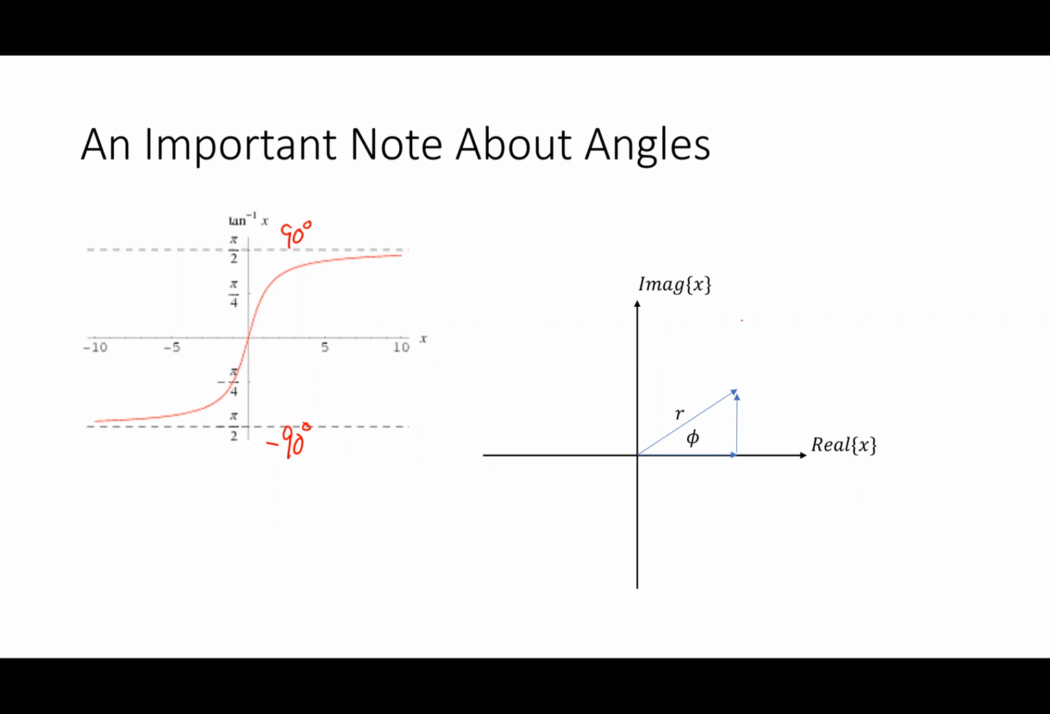So if this is my first quadrant, this is my second quadrant, this is my third quadrant, and this is my fourth quadrant. What happens if my vector is over here?